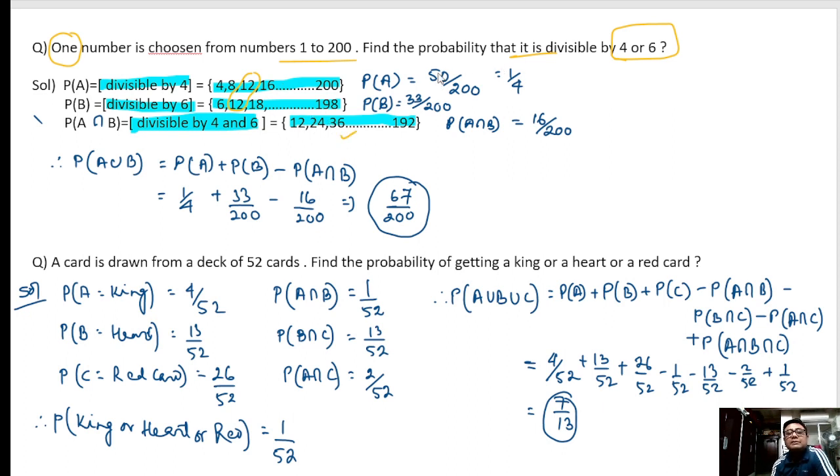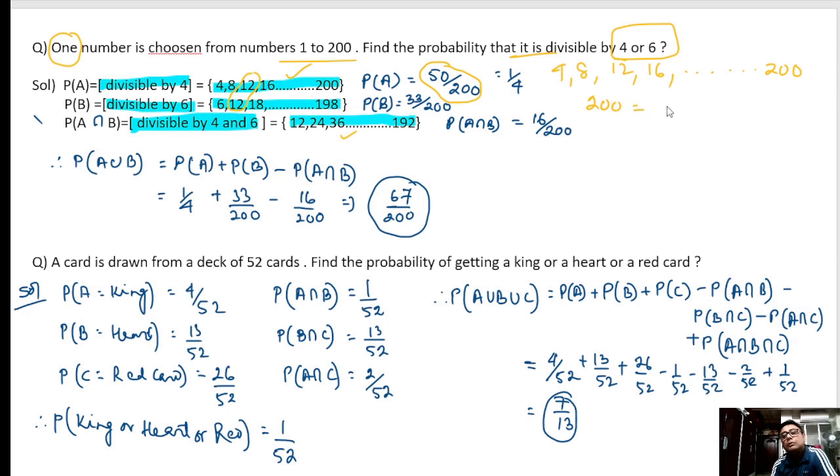So P(A) is 50 out of 200. There are 50 numbers from 4 to 200: 4, 8, 12, 16, there are 50 numbers. How did I get these 50 numbers? How did I get 33 numbers? So please watch here. 4, 8, 12, 16, dot dot dot, 200. So this is an AP series where the last number is 200.